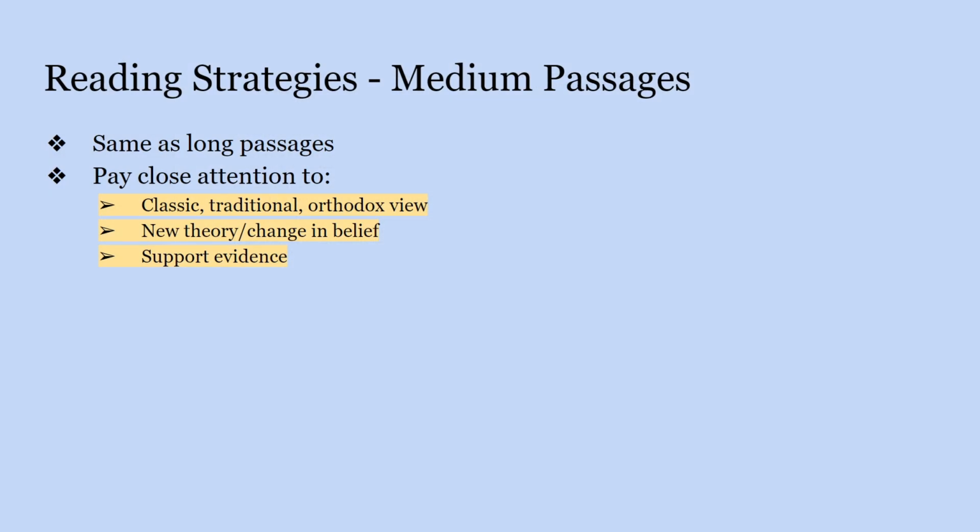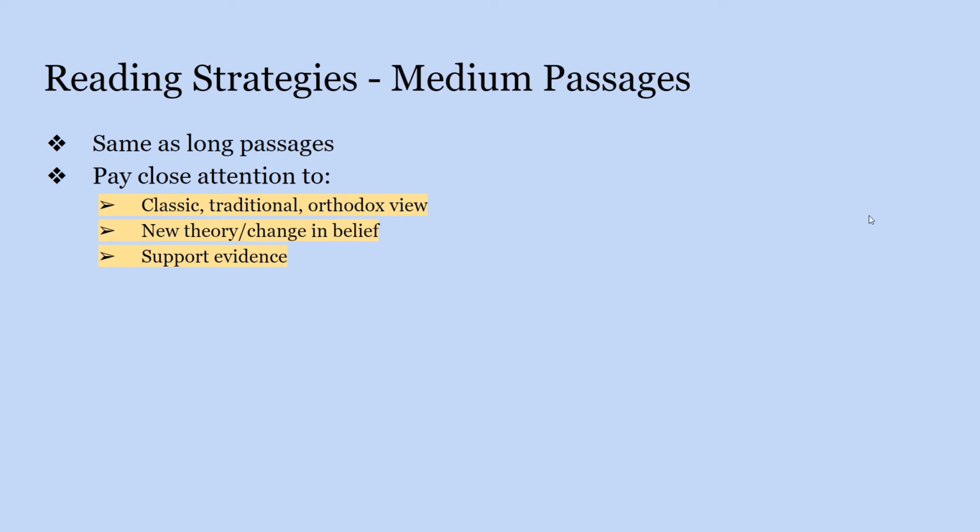So when dealing with medium passages, it's similar to the longer passages, although people tend to have less trouble because there's really less to deal with here. But if you are having trouble organizing your thoughts or understanding what the author is trying to say, a majority of the time, medium style passages kind of fit into the same template, where what they're dealing with is some sort of classic, traditional, or orthodox view, and then some new theory or some change or some contradictory evidence that has come out, and then they'll give some supporting evidence for one side or the other.